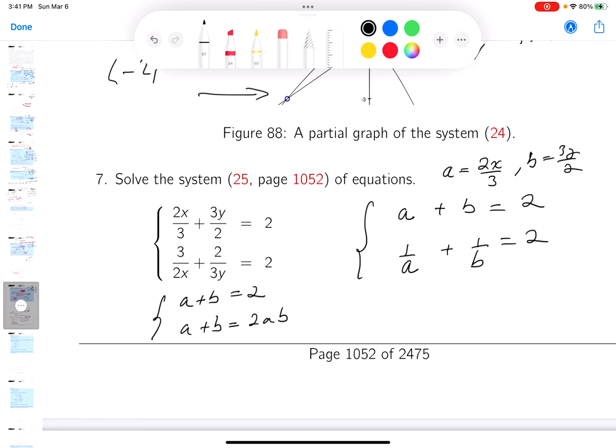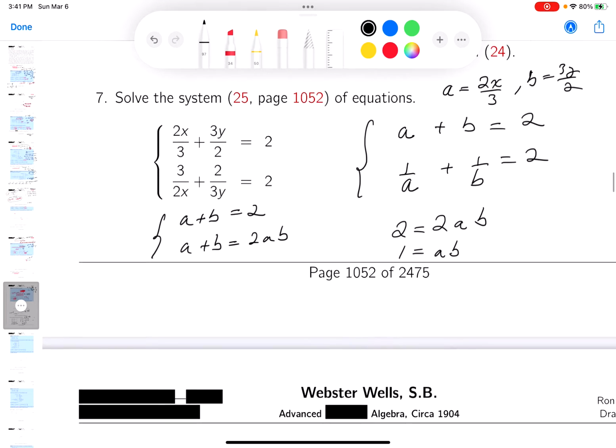All right? This doesn't look bad to me. Now, someone says, what do you mean it doesn't look bad to me? What do I know about this? A plus B is equal to 2. A plus B is equal to 2AB. So now I know 2 is equal to 2AB. Now, what does this say to me? 1 is equal to A times B. This is interesting to me. What is it really saying? It's saying 1 over B is identical to A.